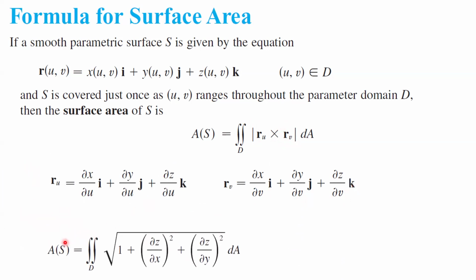If you have z as a function of x and y, then the area of the surface can also be calculated as the double integral of the square root of 1 plus the partial derivative of z with respect to x to the second power plus the partial derivative of z with respect to y to the second power, dA.